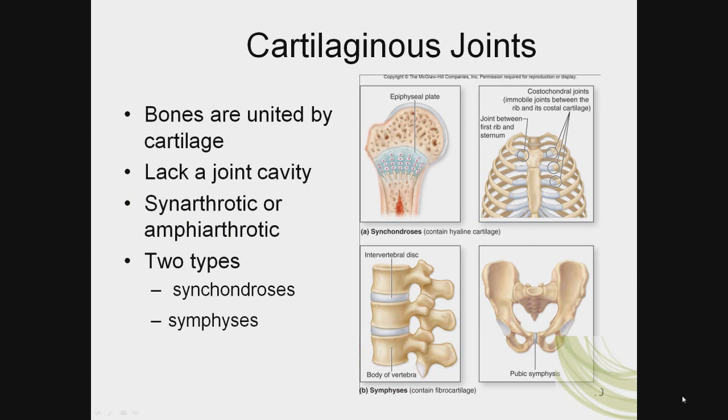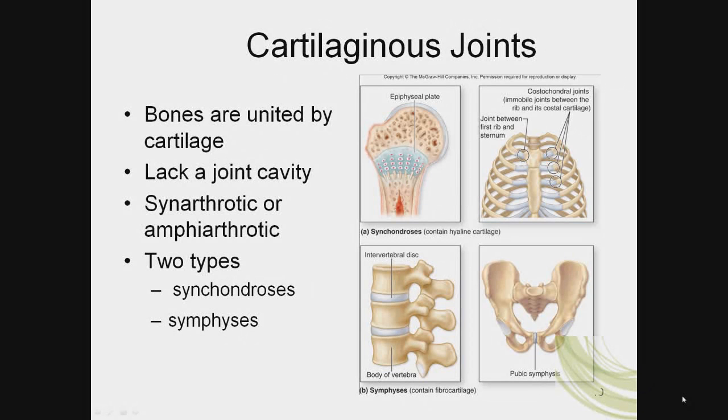The articulating bones in cartilaginous joints are attached to each other by cartilage. These joints lack a joint cavity. The two types of cartilaginous joints are synchondroses and symphyses.